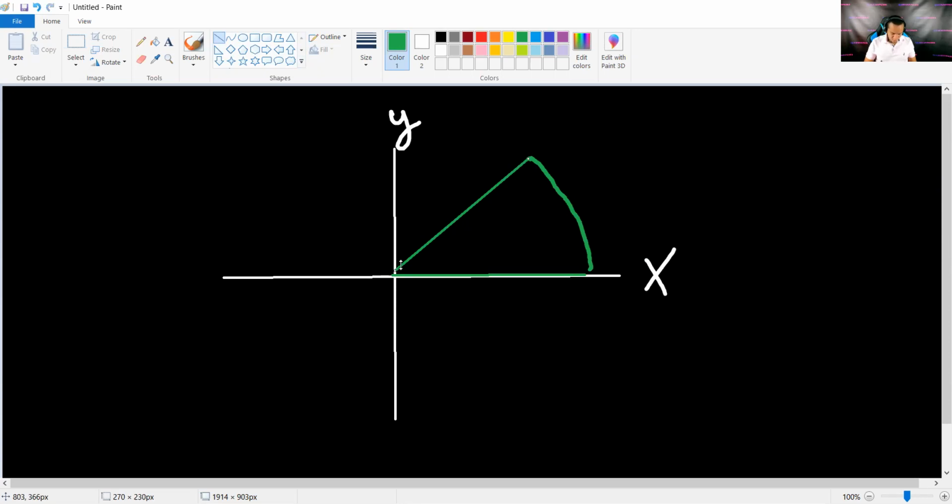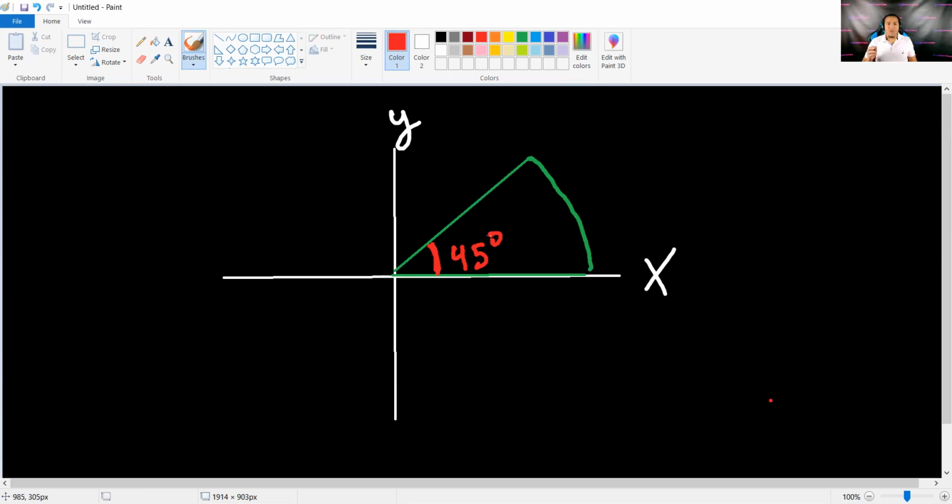Well, the separation between those two lines is the angle. So I'm going to draw the angle in red. However big that angle is, that's the amount of separation. It's measured in degrees. So I could put something like 45 degrees here. That's a decent amount of separation.